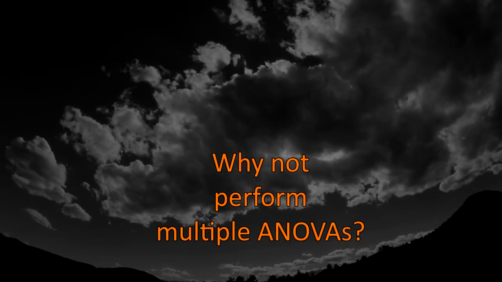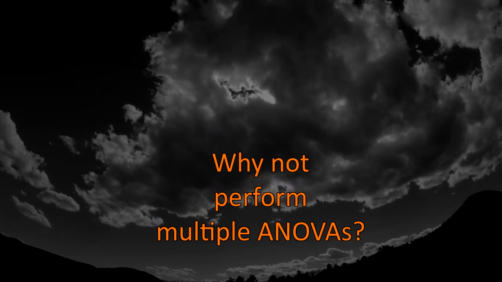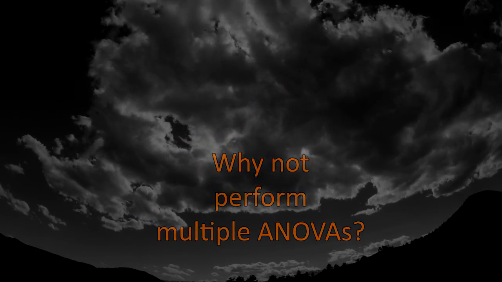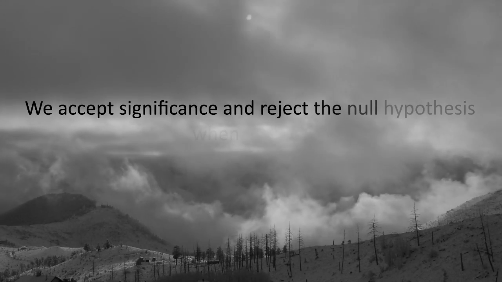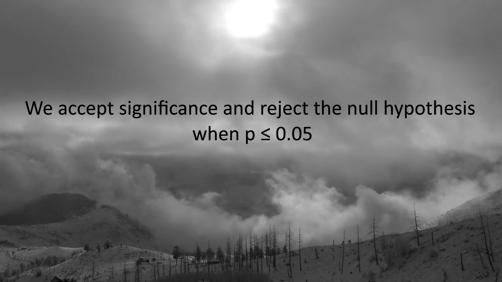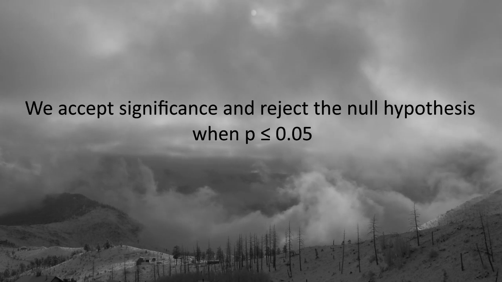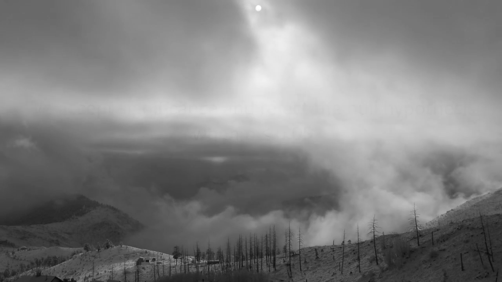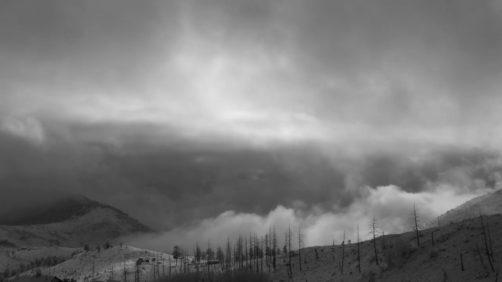Why can't we just perform multiple ANOVAs? That is, why can't we just subset our observations and take 2 at a time? That is, compare white versus black, white versus American Indian, Alaskan Native, etc., until all the paired comparisons have been made. As you know, we accept significance and reject the null hypothesis at p less than or equal to 0.05, a 5% chance that we're wrong and have committed a type 1 error.